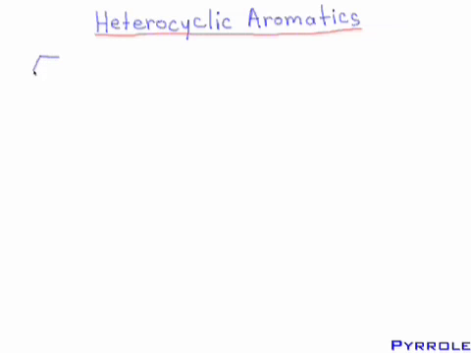The first molecule I want to consider that is a heterocyclic aromatic is this molecule. Now you'll notice that if I didn't have any double bonds in it, this molecule would be pyrrolidine. But if we add two pi bonds, we end up with the molecule pyrrole.